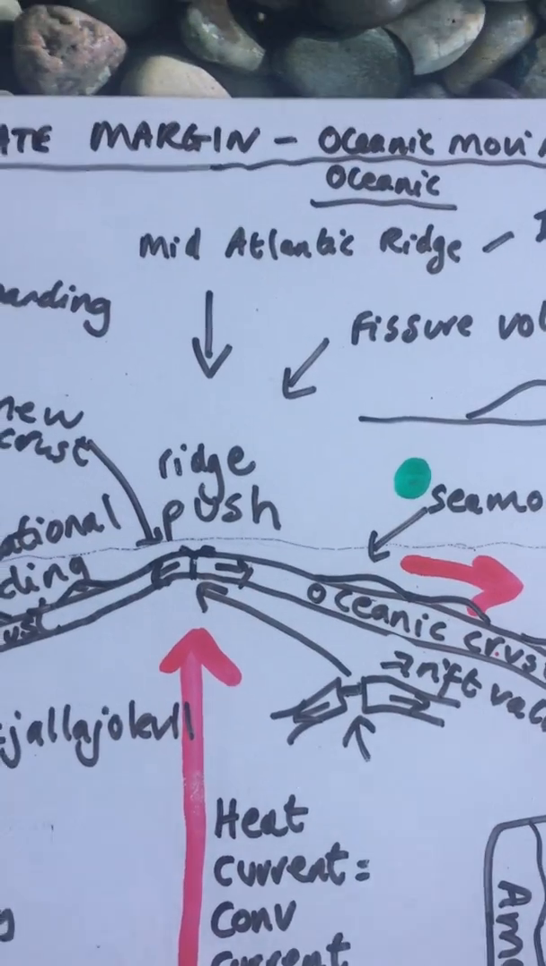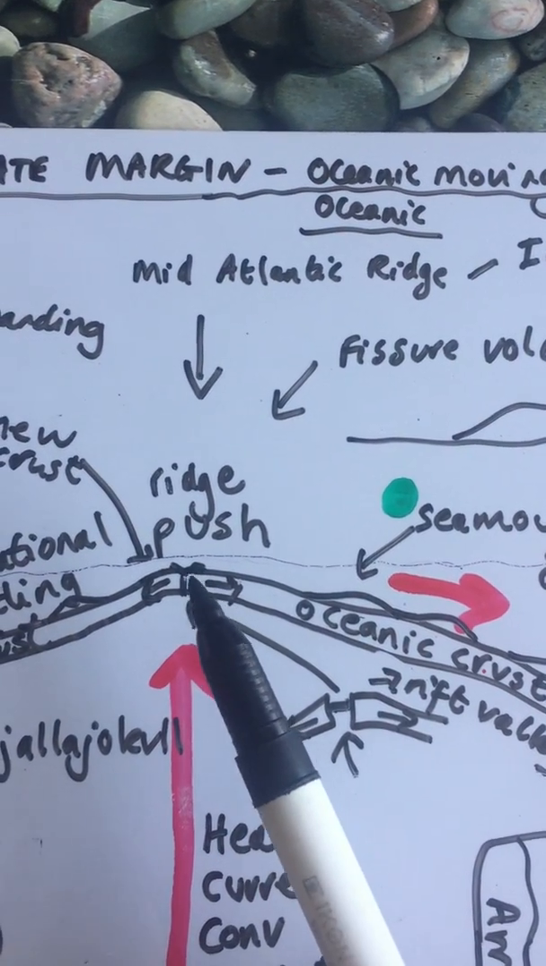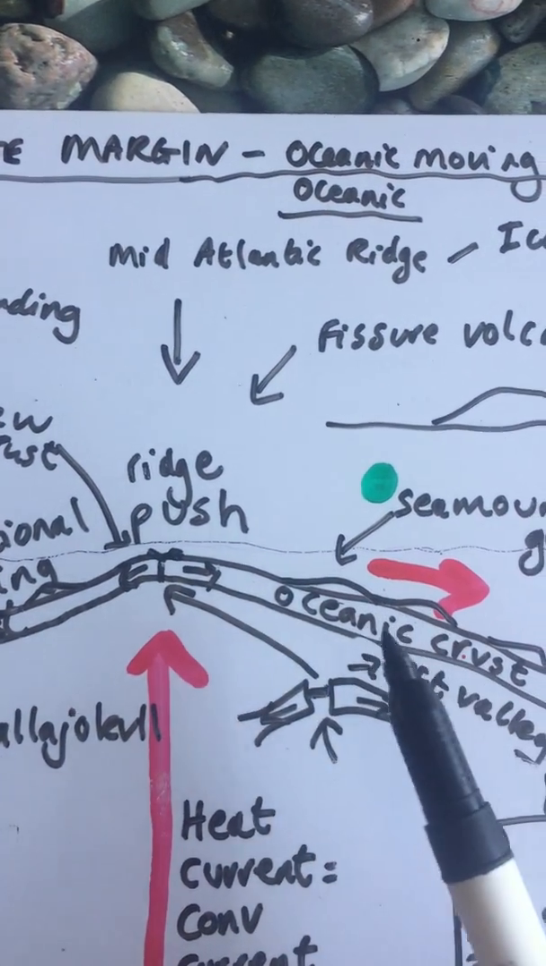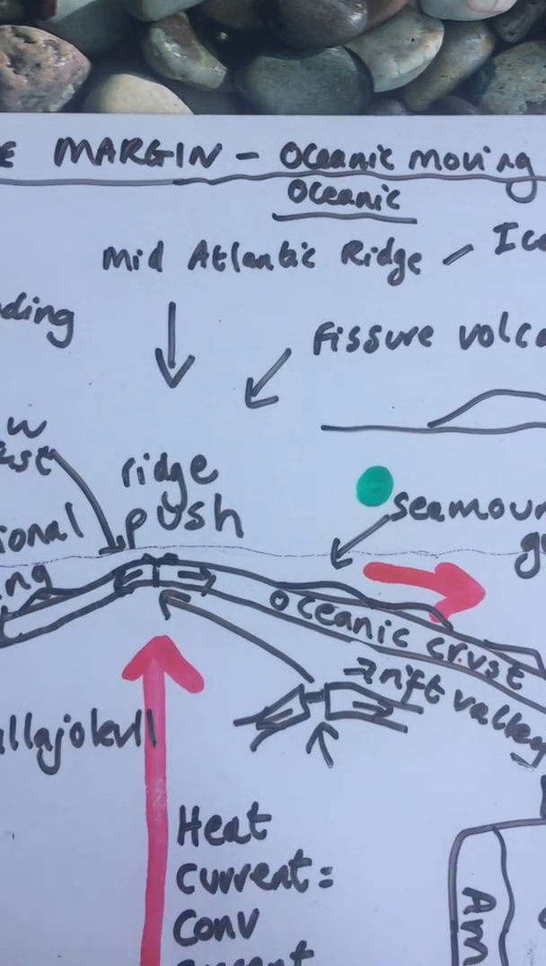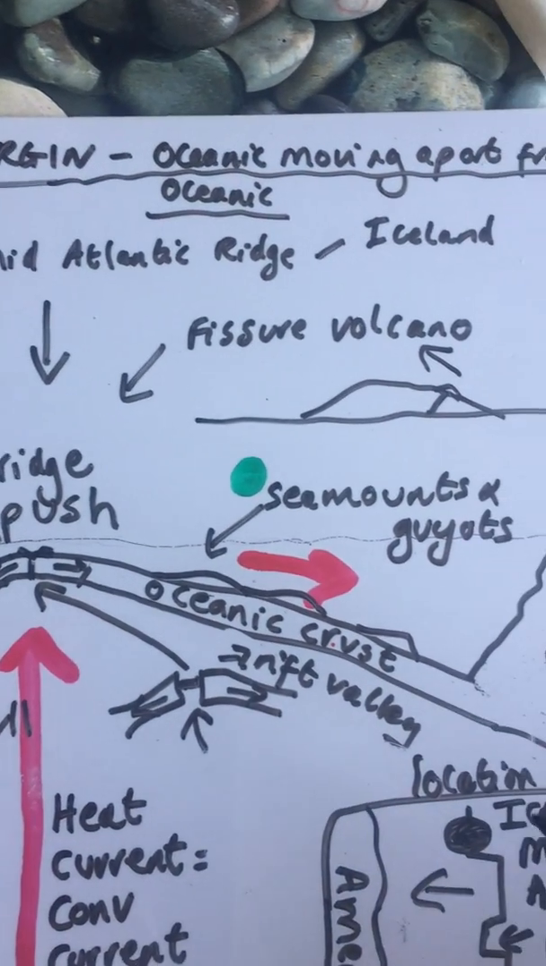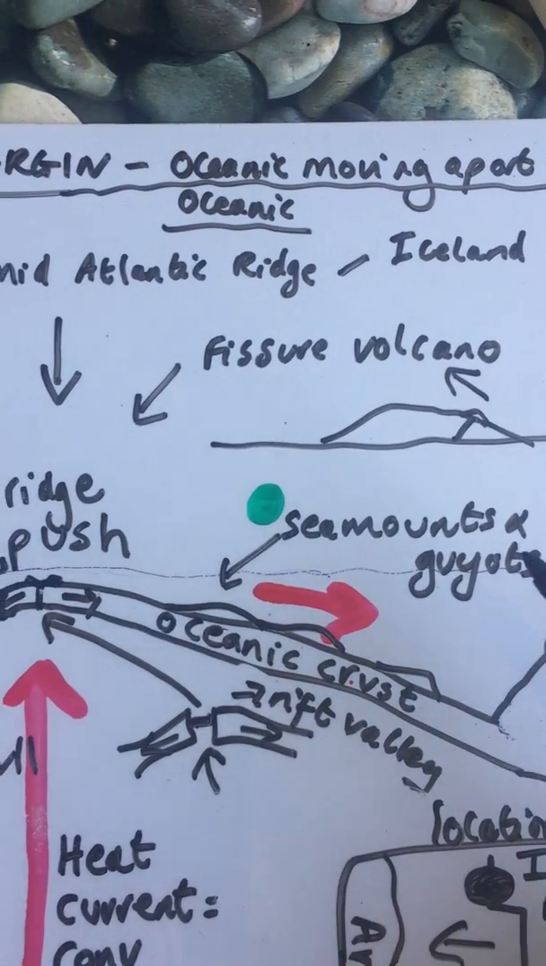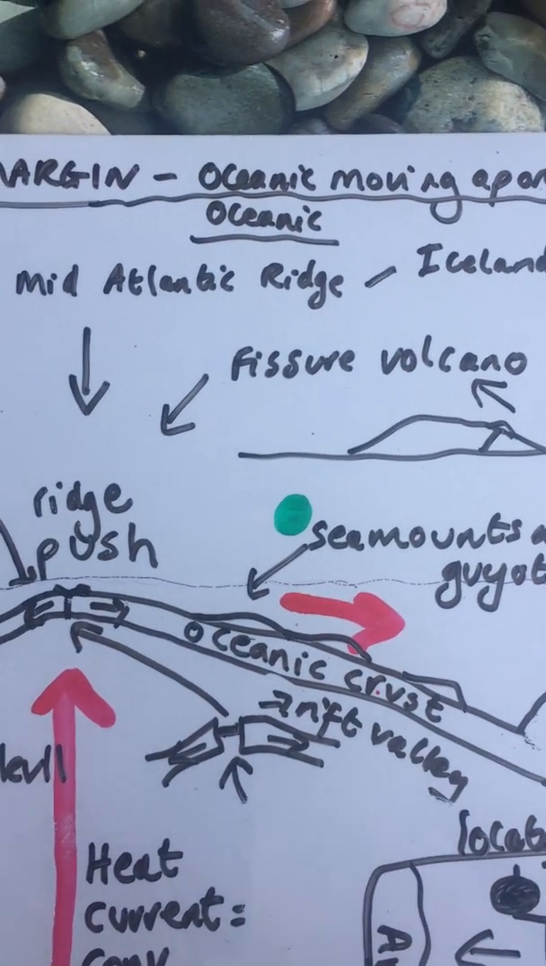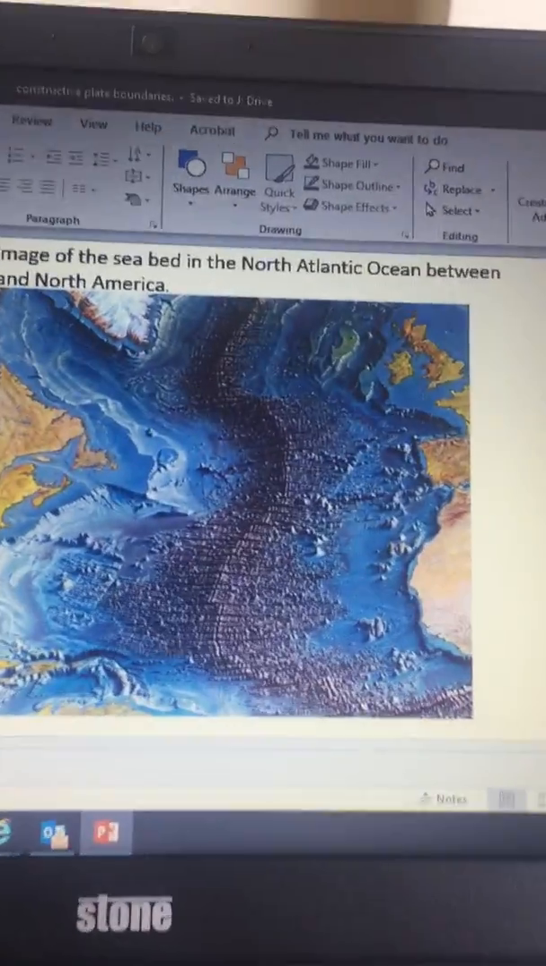So I talked about how the ridge, you get remnants of it here. Now, if you're not getting that, don't worry too much. Also, there's a name for these. They're called seamounts and guyots. Again, don't worry about that too much. In fact, let me just flick to the screen. So that's the picture I'm on about.